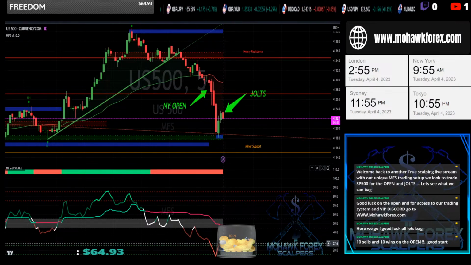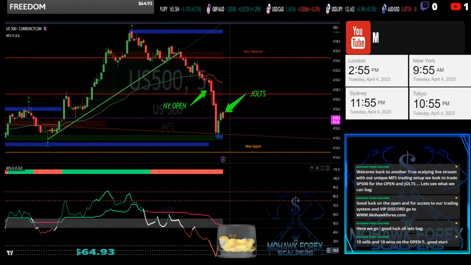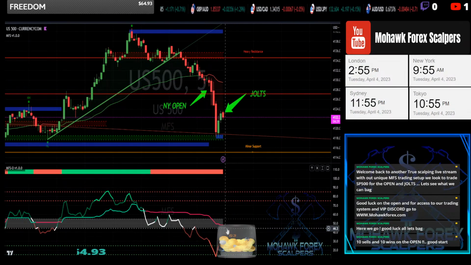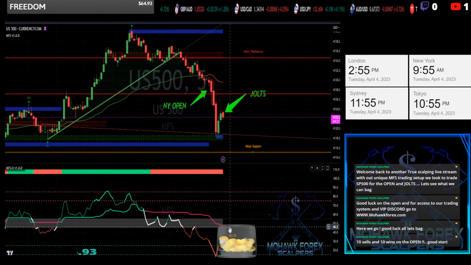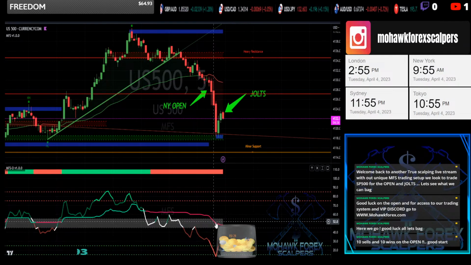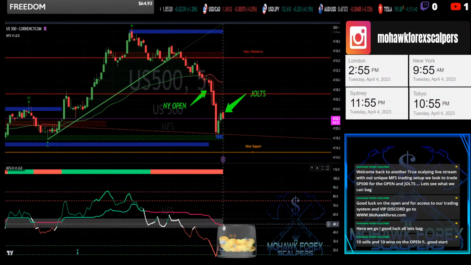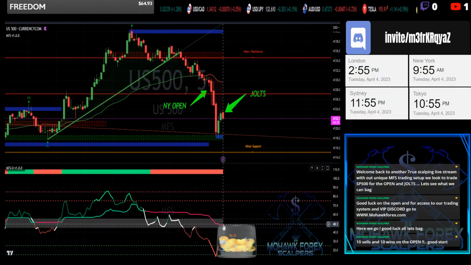Now, if the RSI dips back in 25, I like to take another sell. If it stays in this zone here, I'll just wait for price action. If it crosses the average line here, as you see, that's where we look to take an aggressive buy. This is outside of trading the news.